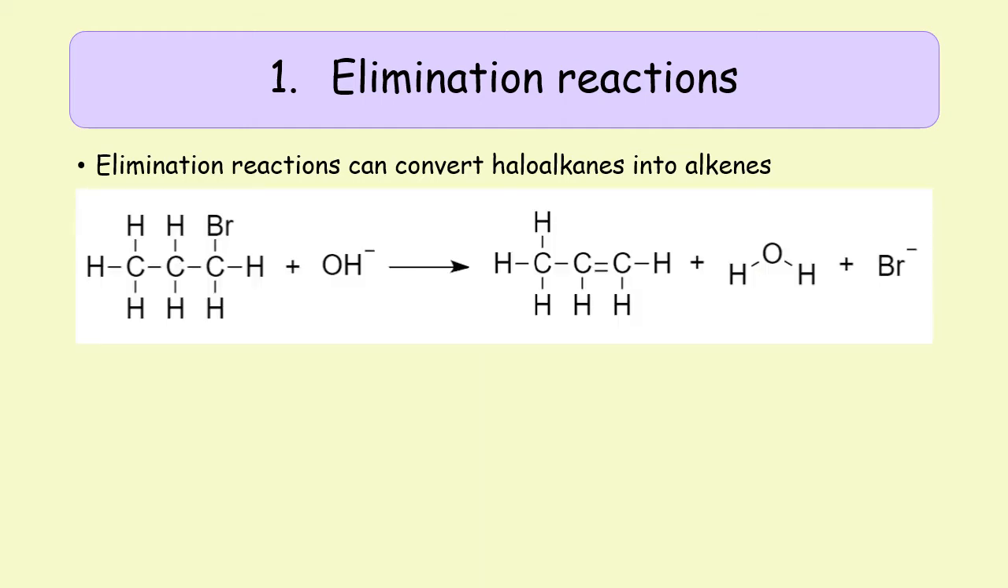Here, in our elimination reaction, we do require hydroxide ions to be present. What happens is the hydroxide ion removes a hydrogen, and then you end up losing the halogen as well. So you end up forming a carbon-carbon double bond. You get water from the hydroxide ion and the hydrogen that's been removed from your haloalkane, and you get the halide ion removed as well.